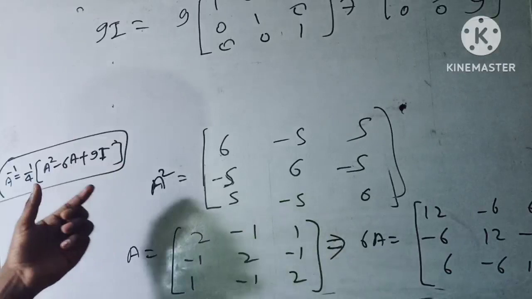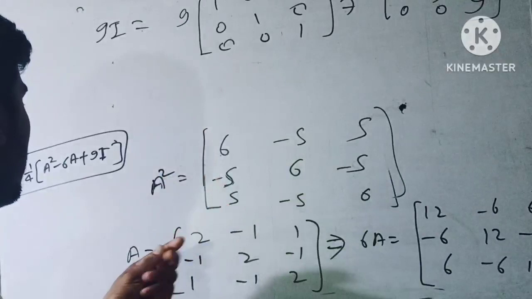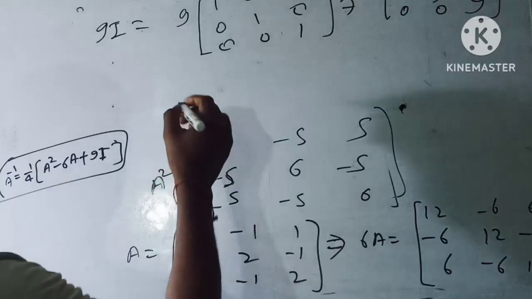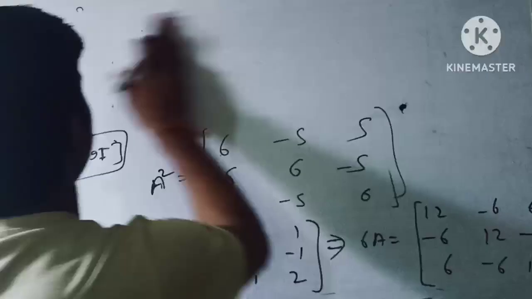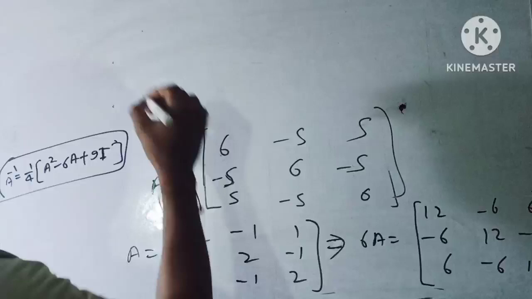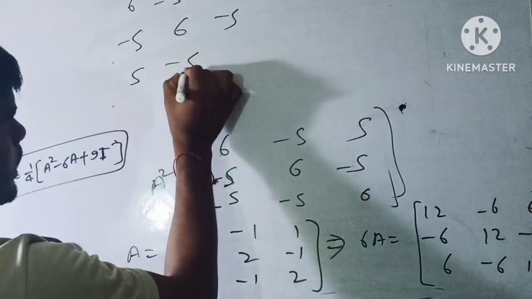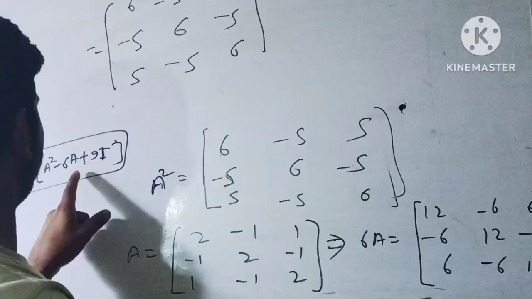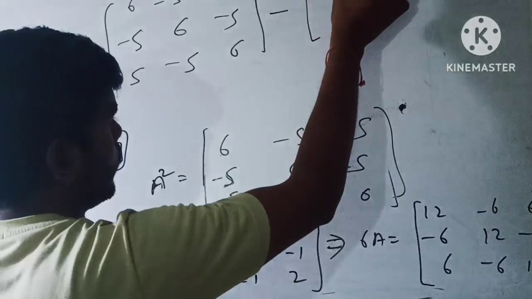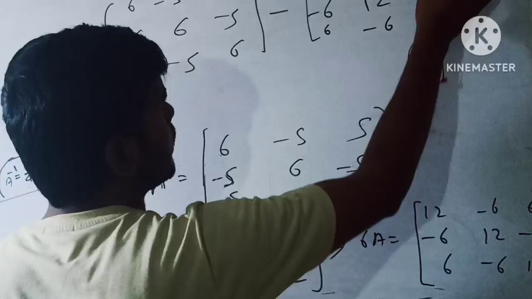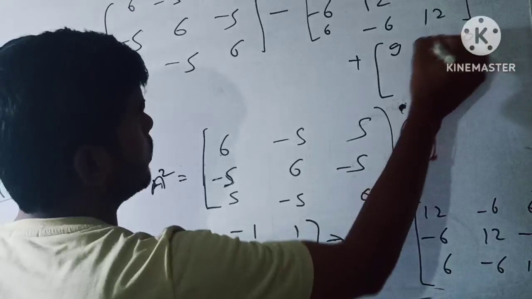So by using this expression, we will find the value of the inverse, right? So this is the rough work, and A square, what is the value of A square? 6 minus 5, 5 minus 5 6 minus 5, 5 minus 5 and 6, right? And minus 6A: minus 12 minus 6 6, minus 6 12 minus 6, 6 minus 6 12, right? And plus 9I, 900 090 009, right?